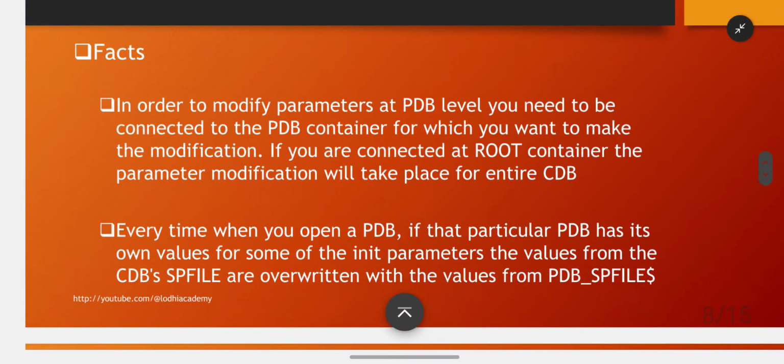In order to modify parameters at PDB level, you need to be connected to the PDB container for which you want to make the modification. If you are connected at root container, the parameter modification will take place for the entire CDB. Every time you open a PDB, if that particular PDB has its own values for some of the initialization parameters, the values from the CDB's SPFILE are overwritten with the values from PDB_SPFILE$.